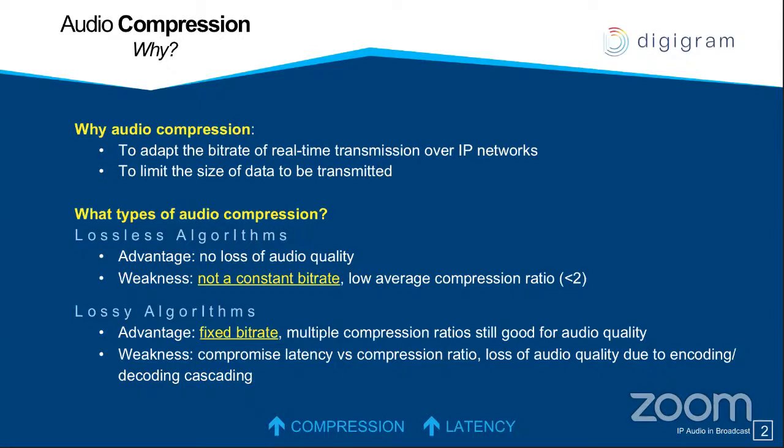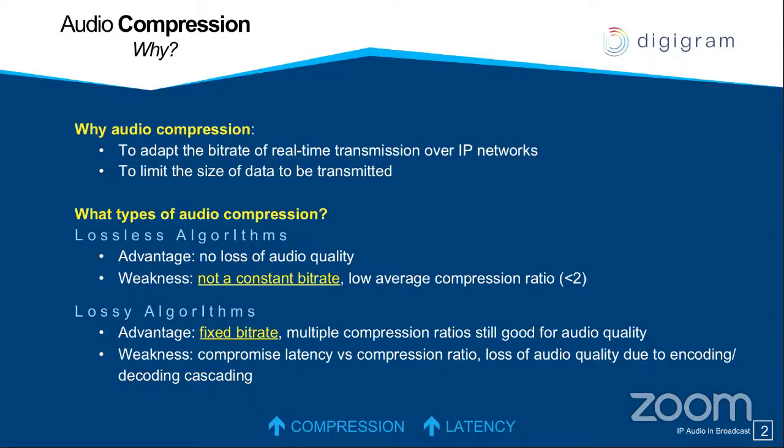There's a low average compression ratio, so it's not really buying us a lot of space. The advantage of lossy algorithms is that they give us multiple compression ratios that are still good for CD audio quality, and that we have a fixed bit rate. The weakness you have to take into consideration is that when we use compression, we add latency, we add time to receive that stream. But that's an acceptable compromise depending on what we're doing.